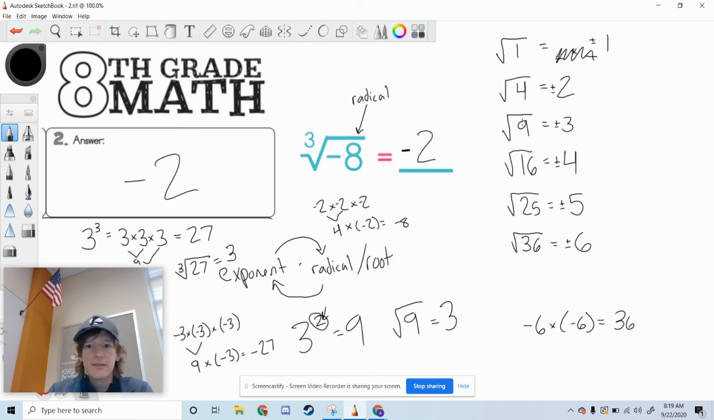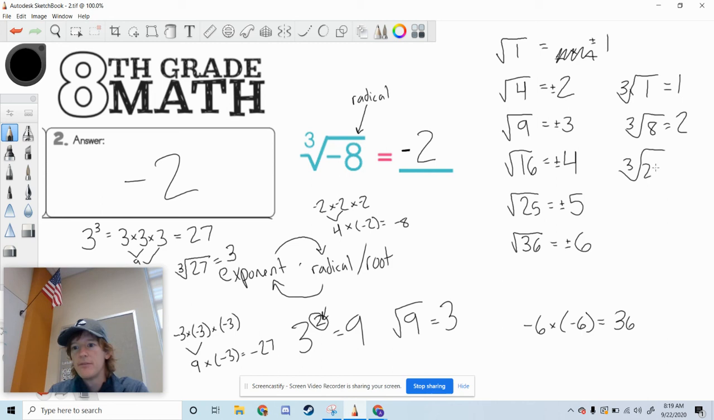Third roots are kind of tricky. Really, the only way to do these is almost guess and check. You've got to know what's going to be close. Like, I know the third root of 1 equals 1. I know the third root of 8 equals 2. I know the third root of 27 equals 3. And these grow really fast, because we could do 4 times 4 times 4. This is 16 times 4 is 64. So the third root of 64 is 4.